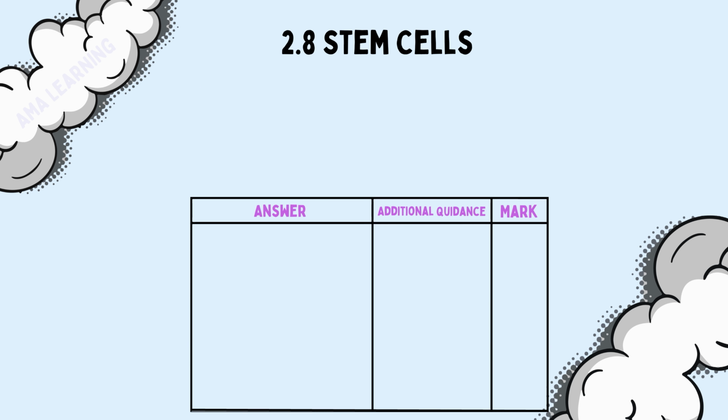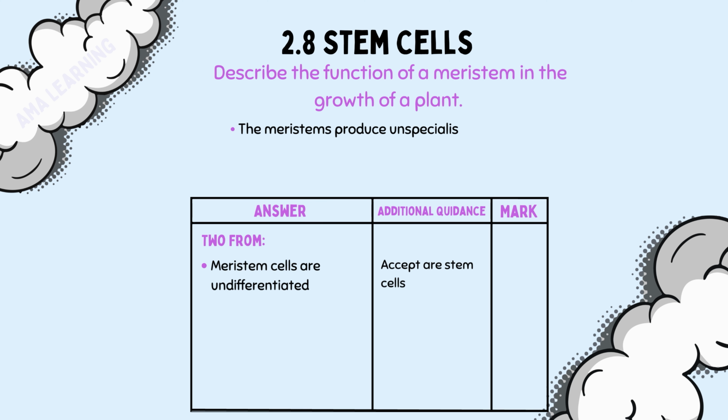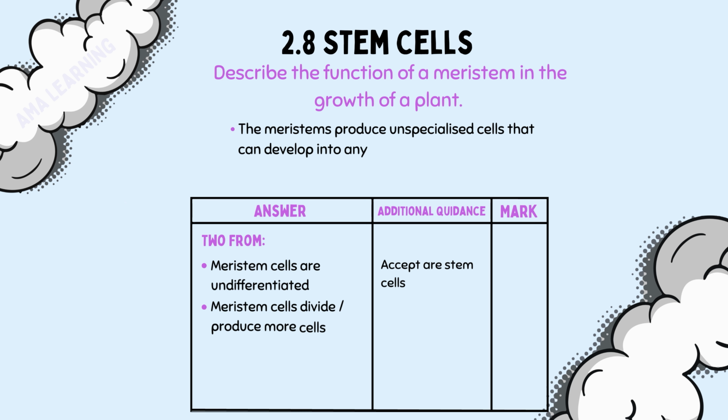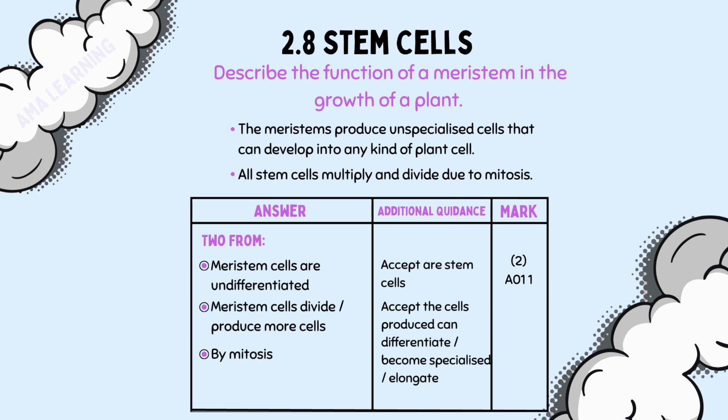Let's try this exam-style question. Describe the function of a meristem in the growth of a plant. We have already learnt that the meristems produce unspecialized cells that can develop into any kind of plant cell. Additionally, we know that all stem cells multiply and divide due to mitosis. Now let's compare what we have learnt with the mark scheme. We would have got marks for the first, second, and third bullet point. Excellent! Full marks.